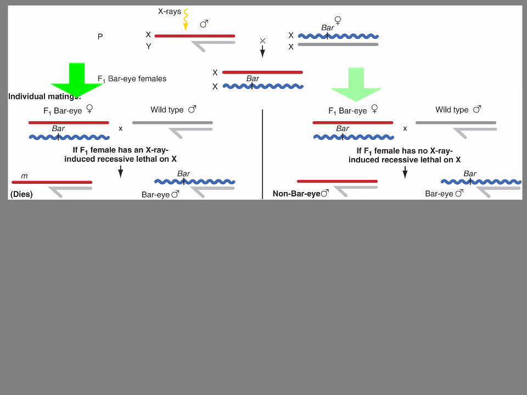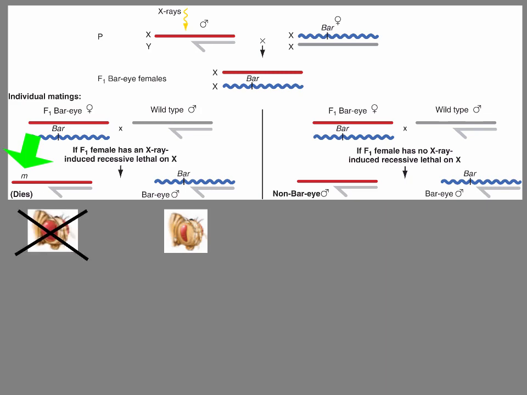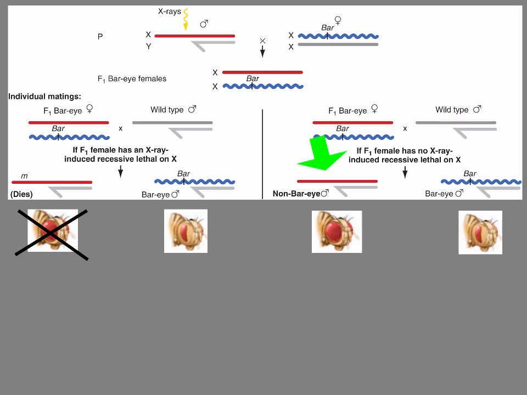If a particular female had an X-rayed X chromosome with a mutation that destroyed the function of an essential gene, her sons would all have bar eyes. They'd all have the balancer X. None of her sons could have the X-rayed X chromosome. Females with X-rayed X chromosomes that did not have mutations in essential genes would have non-bar-eyed and bar-eyed sons. Either of their X chromosomes could support viability.